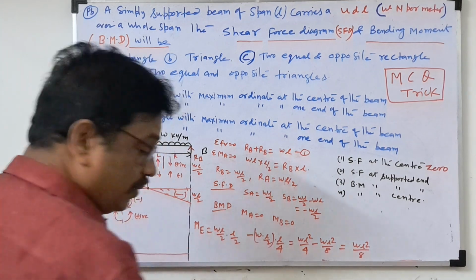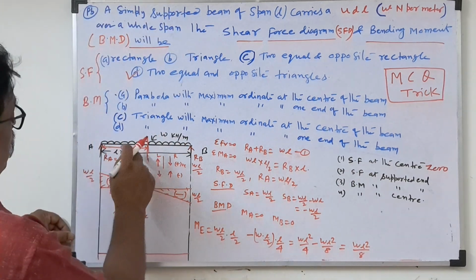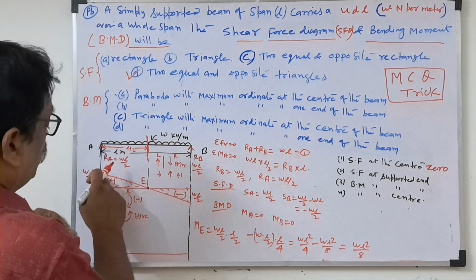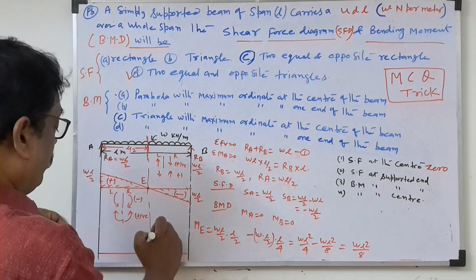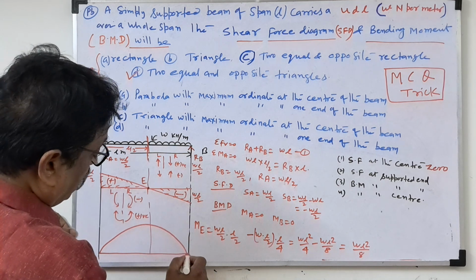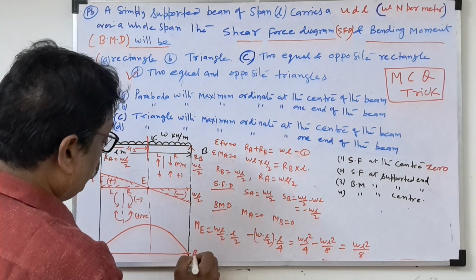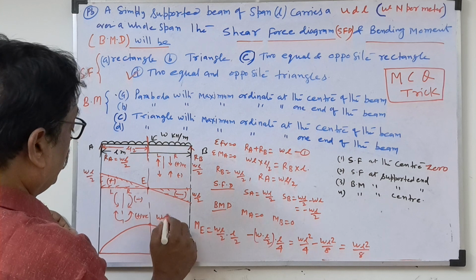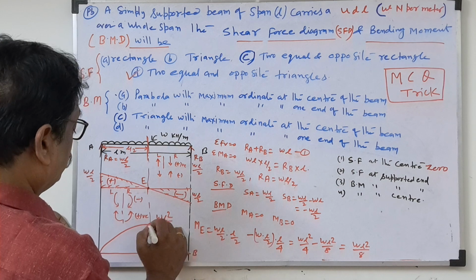So draw the zero bending moment diagram. Now what I told: if a point load is there, the shear force diagram will be a horizontal line. If UDL is there, the shear force line will be an inclined line. But for UDL the bending moment will be a parabola. So bending moment at B will be 0, at A will be 0. Here the bending moment will be maximum, WL square by 8. This is the point.